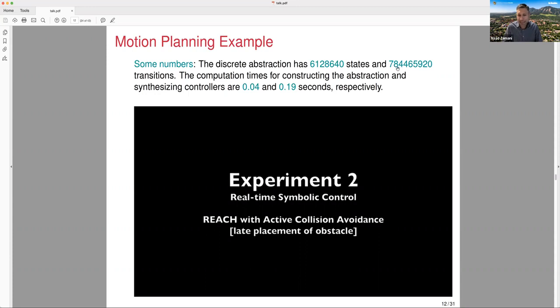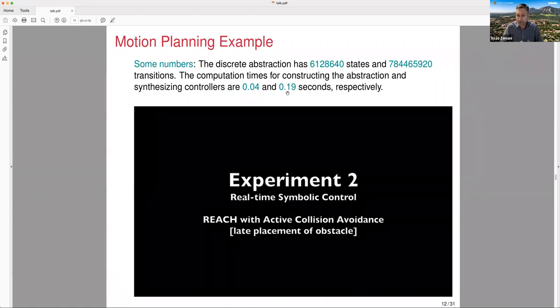The number is big, but look how long does it take to compute the abstraction? 40 milliseconds to build this abstraction, which has around 800 million transitions. And how long does it take to build the controller? Around 200 milliseconds. And this is all happening systematically, right? We just push a button, we have a controller.